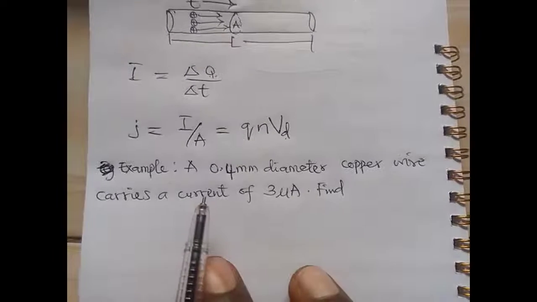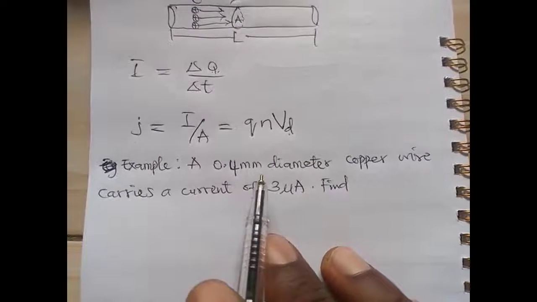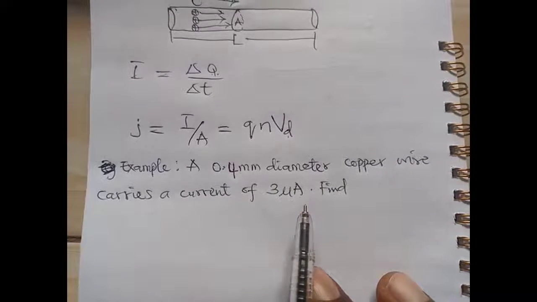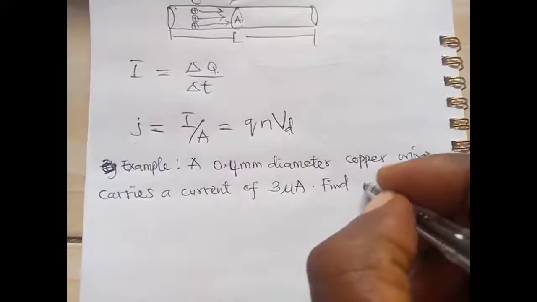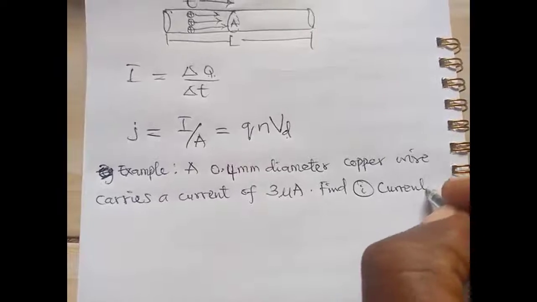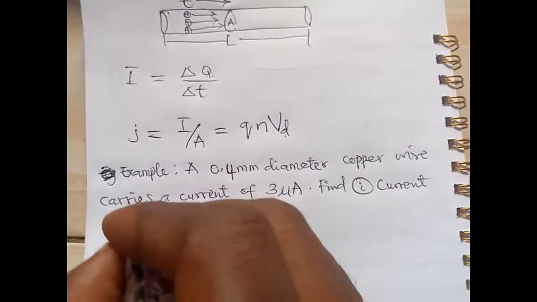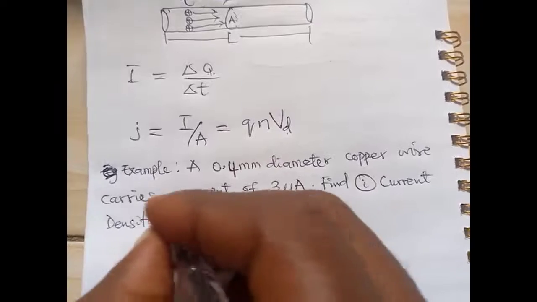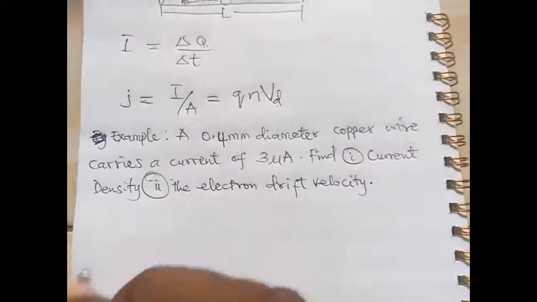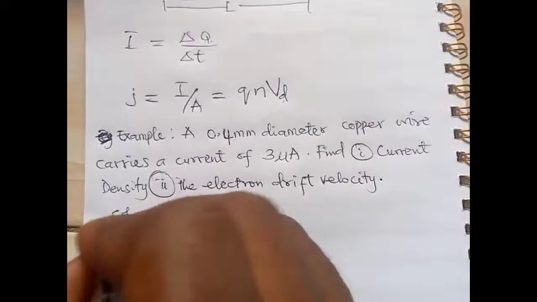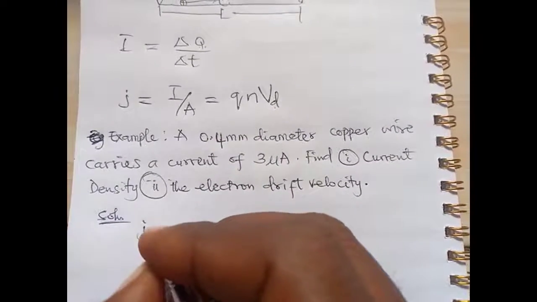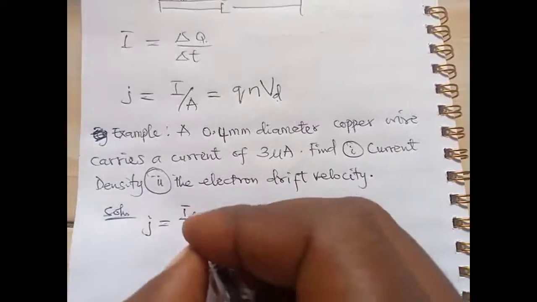For example, this question says a 0.4 millimeter diameter copper wire carries a current of 3 microampere. Find, first, the current density. Then second, the drift velocity. So for us to solve, we have that the current density is given as J equals I over A.